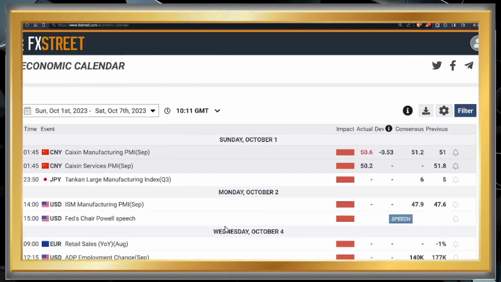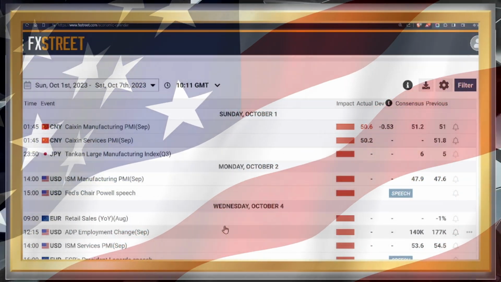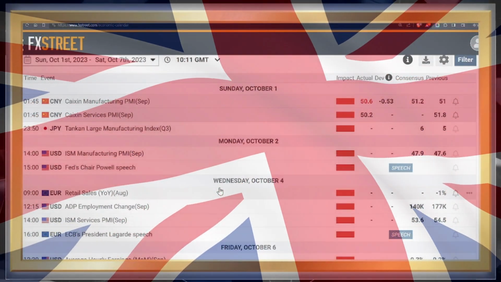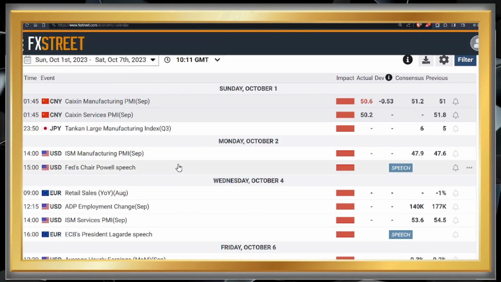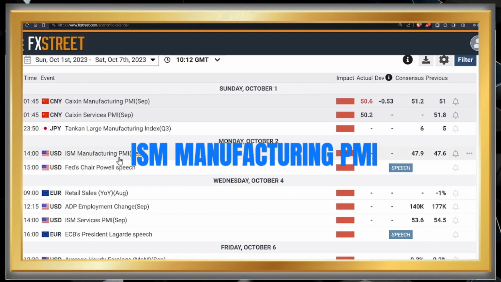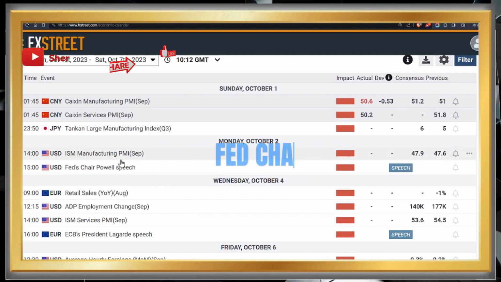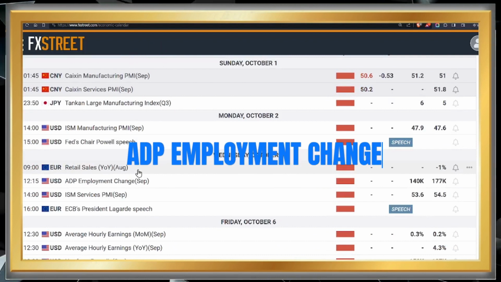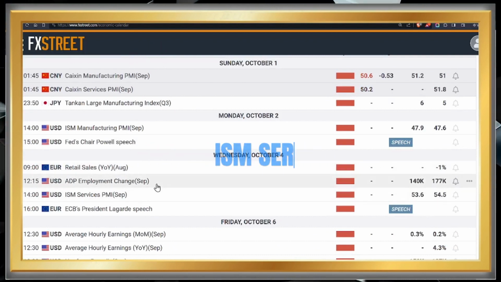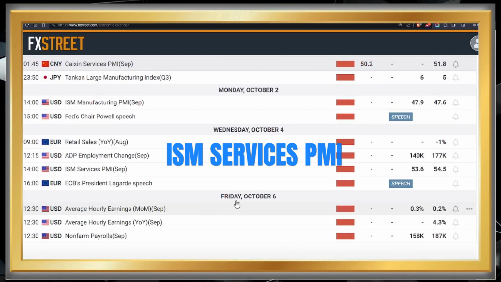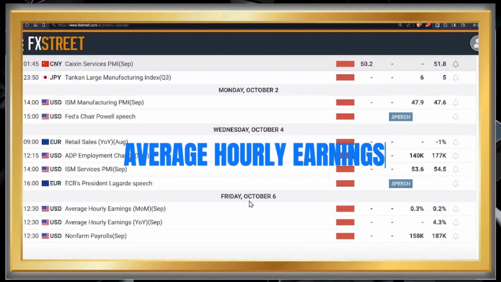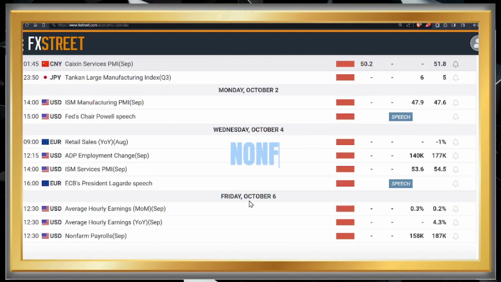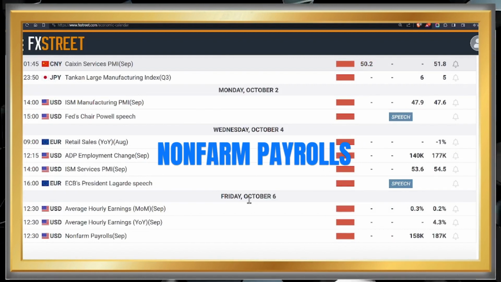So on the economic calendar, we want to be focusing on high impact events from both the United States and the United Kingdom's economy. Now, the first impactful event for the week is coming in on Monday, that's October 2nd, and we have the ISM manufacturing PMI, after which the Fed's chairman will be giving a speech. Then on Wednesday, October 4, we have the ADP employment change, we have the ISM services PMI, and on Friday, October 6, we have the average hourly earnings, and then the almighty non-farm payroll.